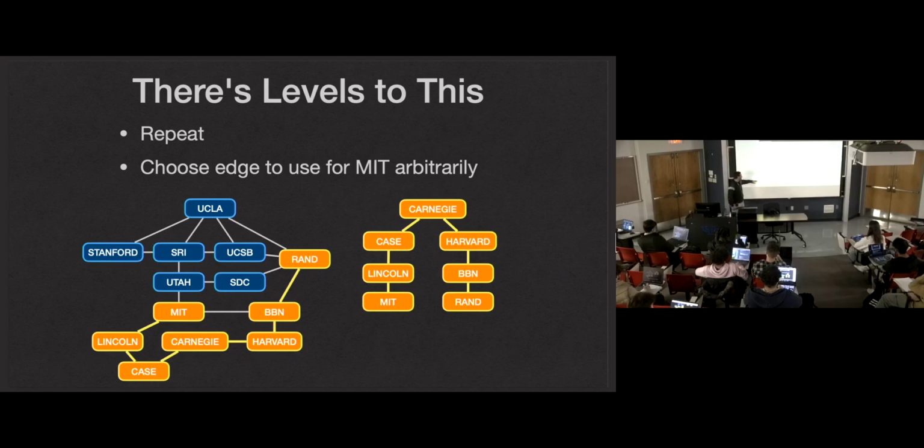It'll just be whichever one happens to be processed first by your code. If Lincoln's processed first, it'll take this edge, and then BBN will ignore MIT because it's already been explored, or vice versa. If your algorithm finds BBN first and explores its neighbors first, then that's the edge that'll be used.